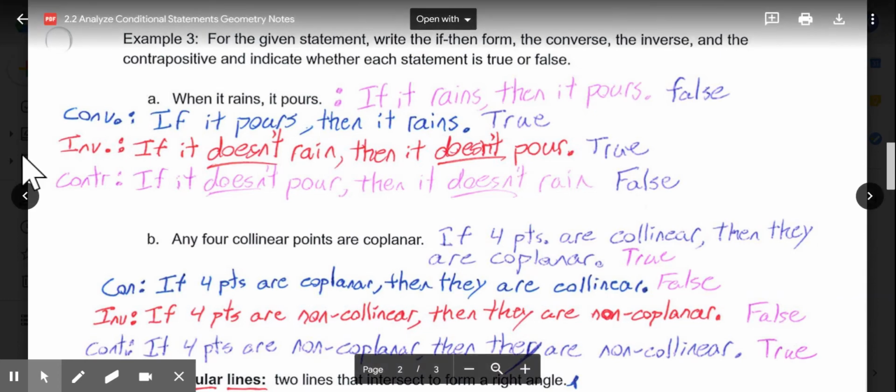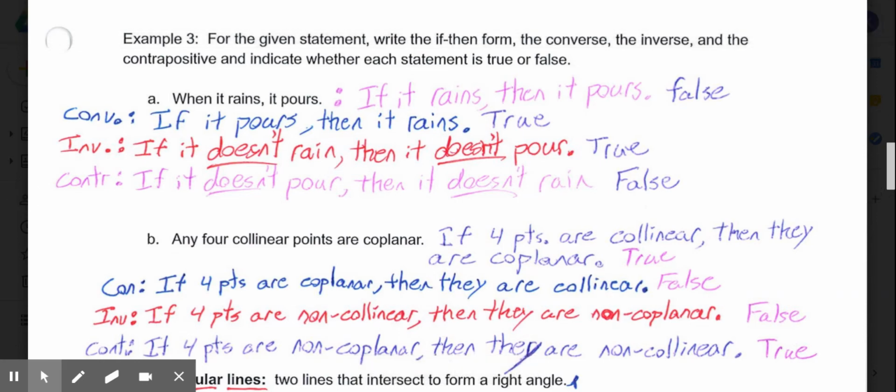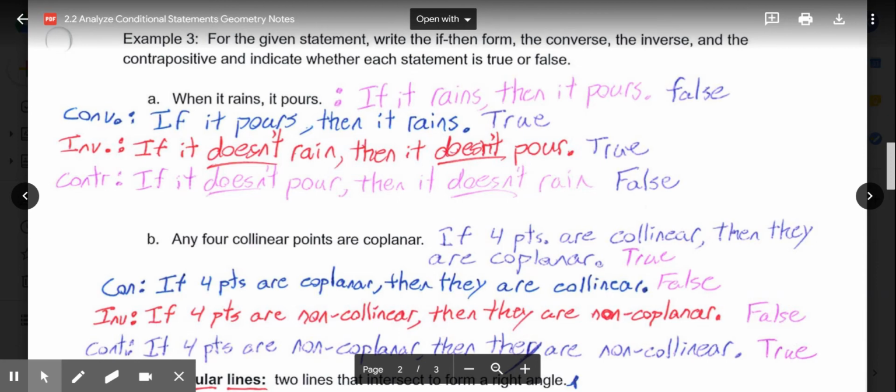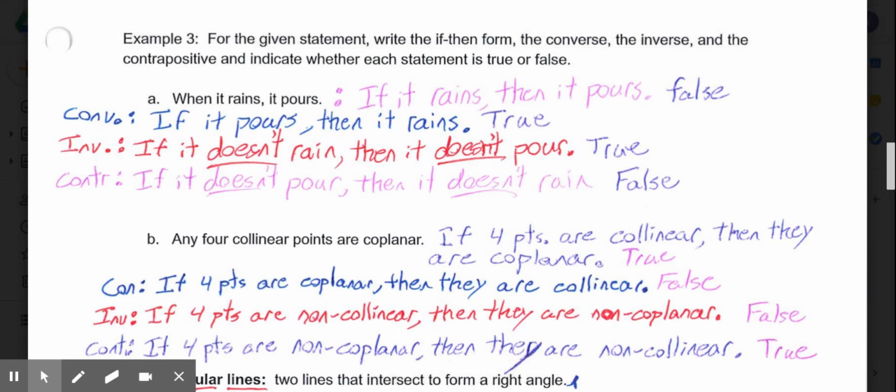The inverse, if it doesn't rain, then it doesn't pour. That's also true. If there's no rain, there's no possible way it's pouring. And the contrapositive, if it doesn't pour, then it doesn't rain. That's false.